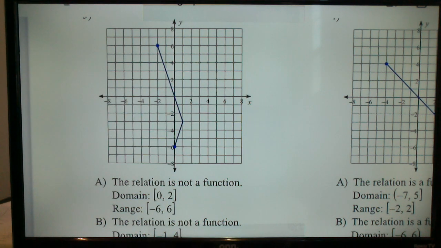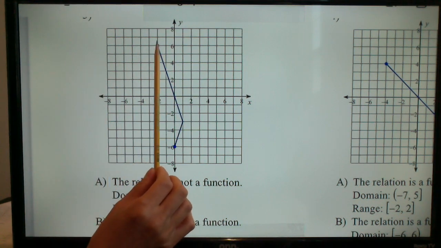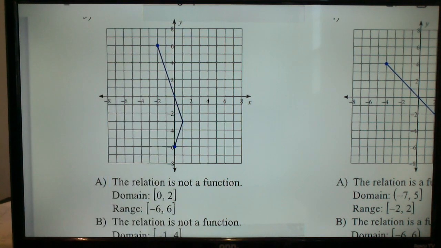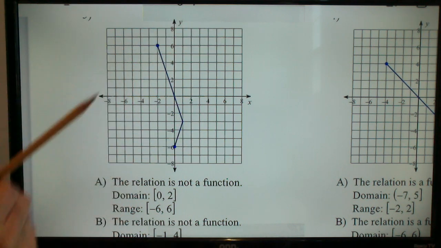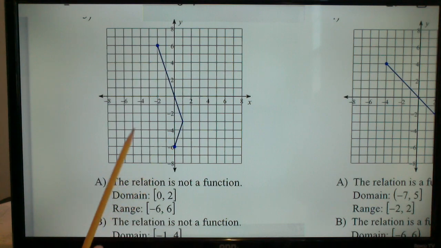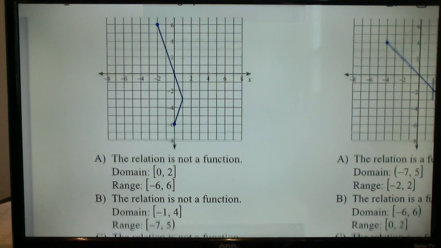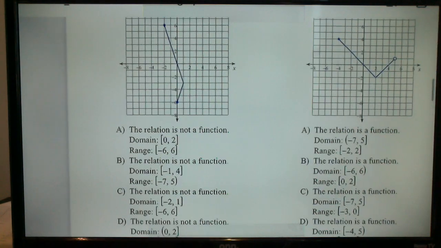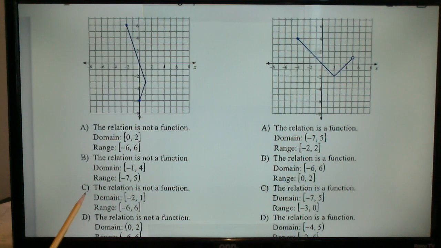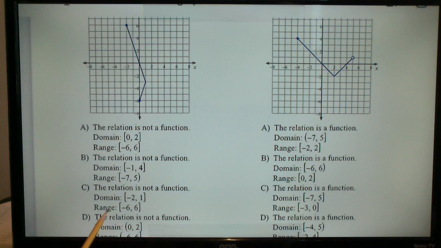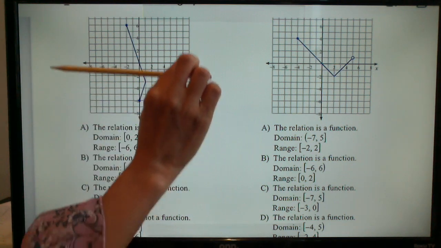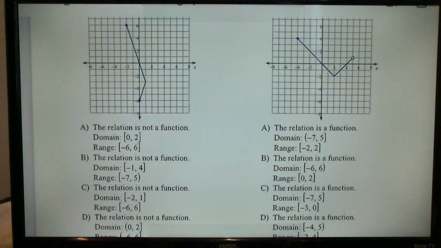Okay? And let's see, where is the domain? Domain, -2 to 1. And range, -6 to 6. And these are all closed, right? So the answer is C. Let's double check. -2 to 1, -6 to 6. So the answer is C.